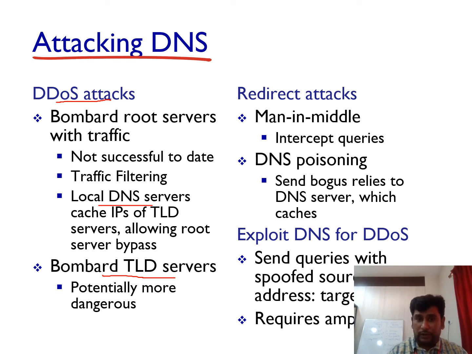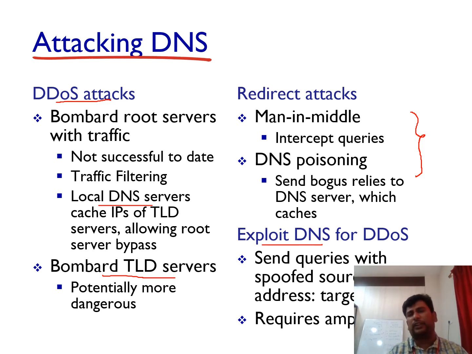The second type of attack is bombarding TLD servers. They are potentially more dangerous than redirect attacks, something like when you are trying to go to a particular website, and all of a sudden hackers create attacks so that you are redirected elsewhere. This tries to damage the DNS services. The last one is exploiting DNS services for DDoS attacks, which sends queries with spoofed sources, something like spam mails, and tries to create trouble for the data. So these are the various types of attacks you could find in DNS.